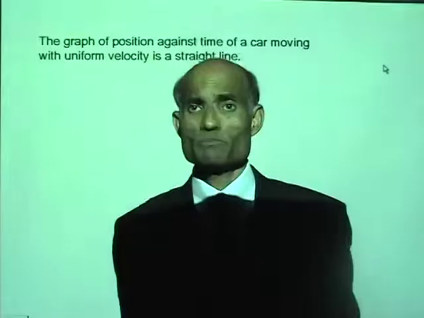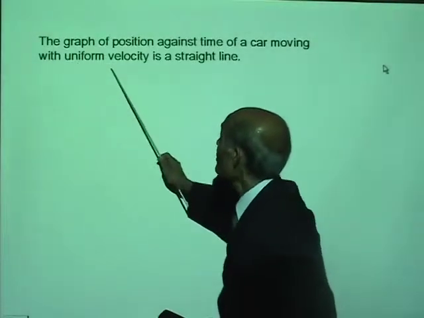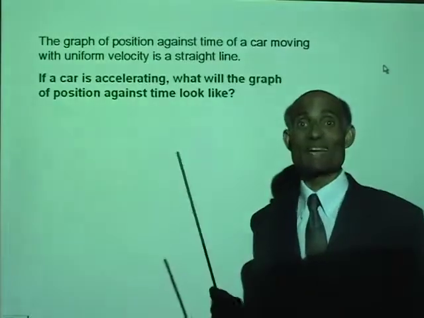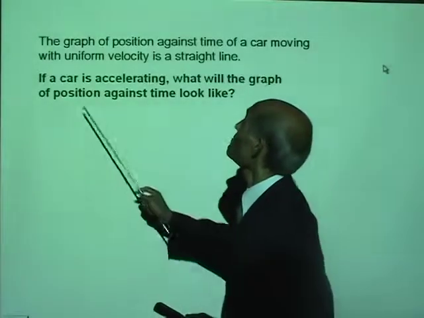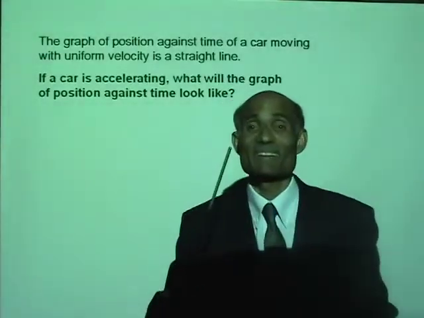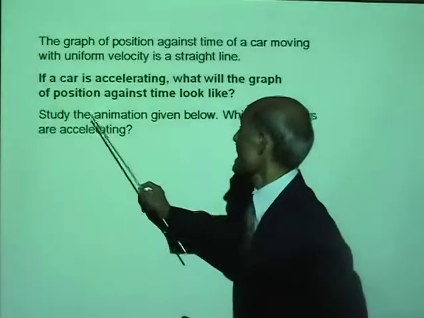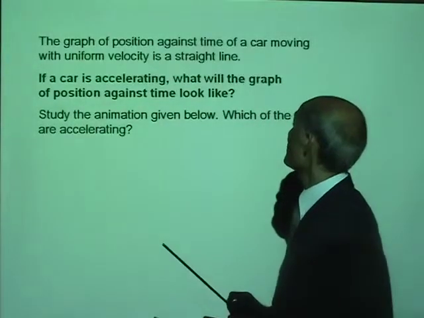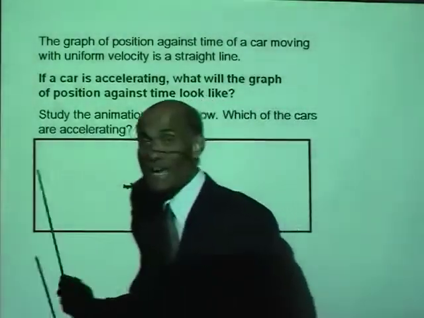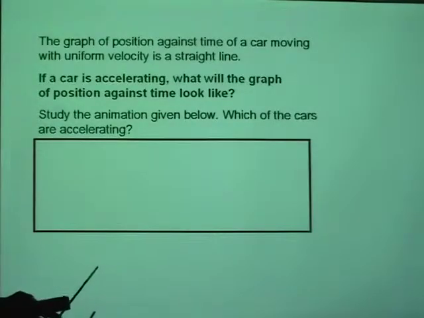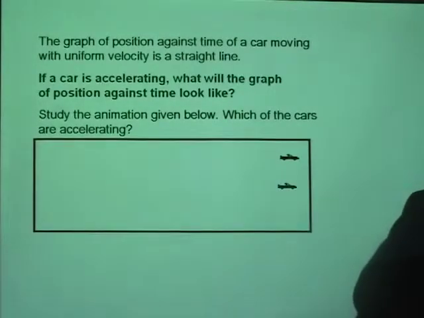Okay, so the graph of position against time of a car moving with uniform velocity will be a straight line. On the other hand, if a car is accelerating, what will the position against time look like? Alright, it will be a graph that curves upward. Now study the animation given below and see which of the cars is accelerating. Can you look at this and look at it carefully? Which of the cars is accelerating? Alright, look at the red car. Is it accelerating?